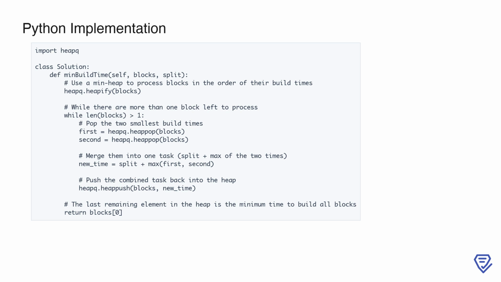In the while loop, we check if there is more than one block left to process. If so, the two smallest elements are extracted using heapq.heappop. These correspond to the two blocks that can be built in parallel after a split operation. The cost of this operation is the split time plus the greater of the two build times, since they can be built in parallel. The combined time for this new task is then pushed back into the heap using heapq.heappush. This ensures that the heap remains ordered and the smallest elements can be efficiently accessed in the next iteration.